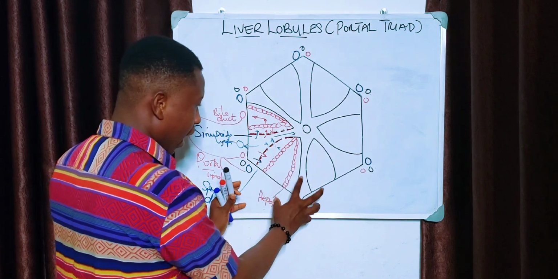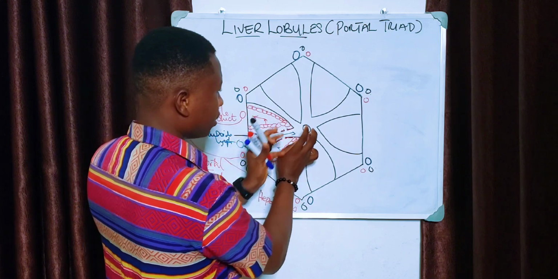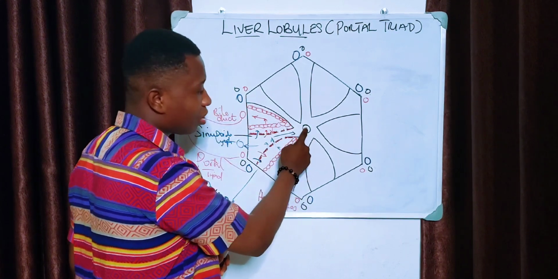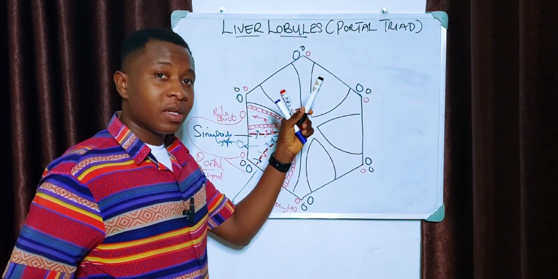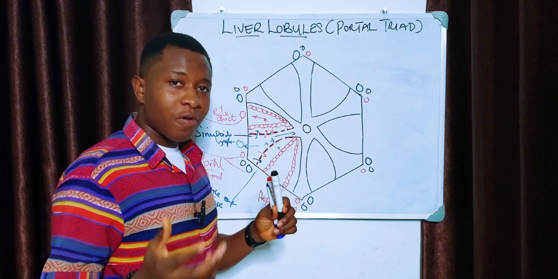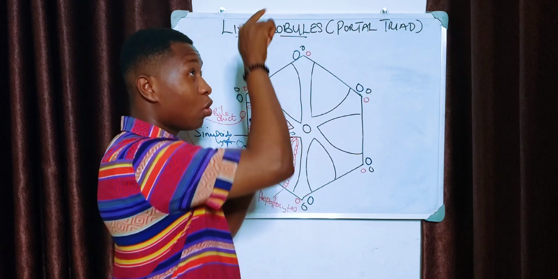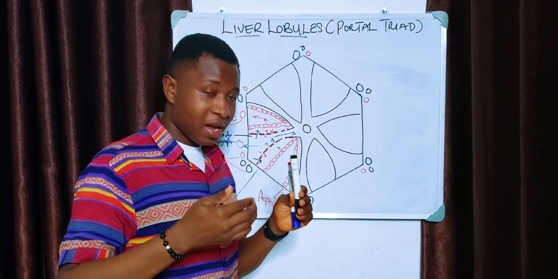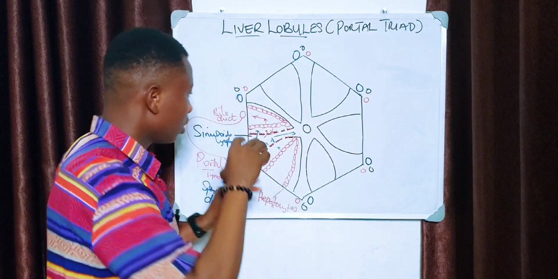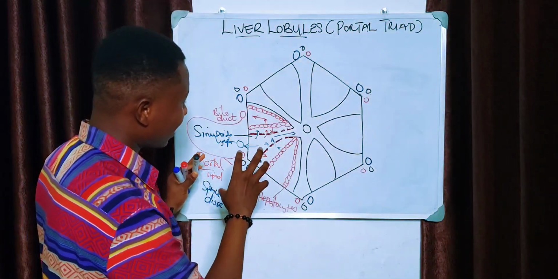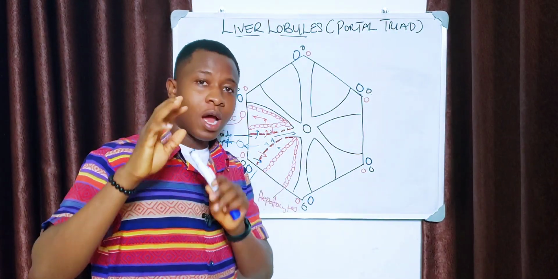All these finally empty into this collecting duct or this collecting vessel that moves to the hepatic portal vein that takes it directly to the inferior vena cava. Remember when I drew the structure of the liver, there is a vessel on top. That's called the inferior vena cava. That is what takes the blood to the heart. Okay, so this is the anatomy and physiology of the liver lobules. Thank you and see you in my next video.